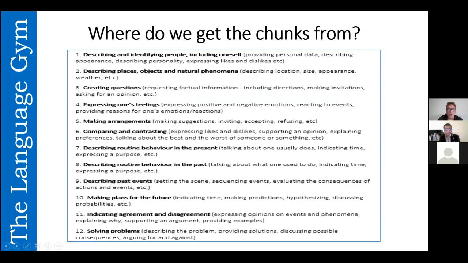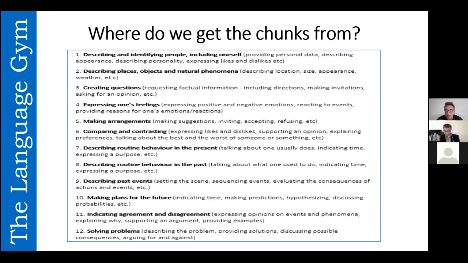Where do we get the chunks from? In my approach, from communicative language, communicative functions. I'm not going to spend too much time here, but the idea is that when you create your syllabus, you think about skills for life, functions that you have to perform in life. So describing and identifying people. For instance, a micro function could be describing people's eyes and hair, describing people's height and weight, comparing people, yeah?